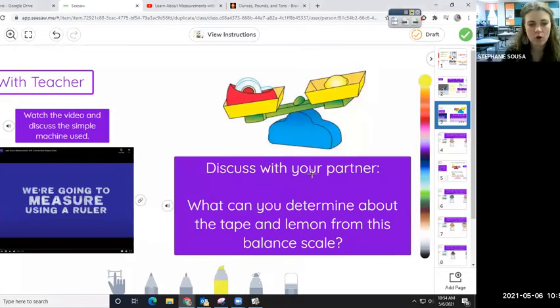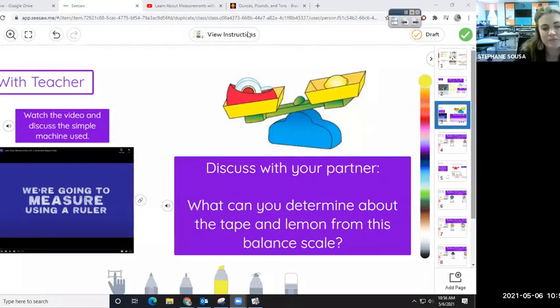All right, with your partner, I'm going to pop you in a breakout room for a very quick discussion. What can you determine about the tape and the lemon from this balance scale? Here's the tape. Here's the lemon. What can you figure out?